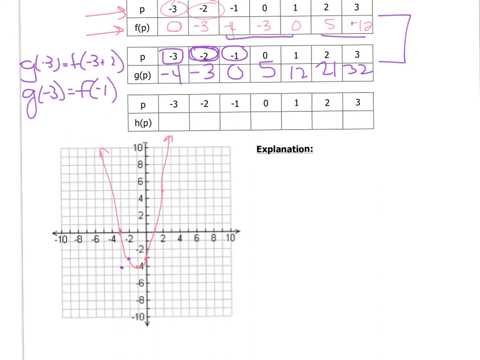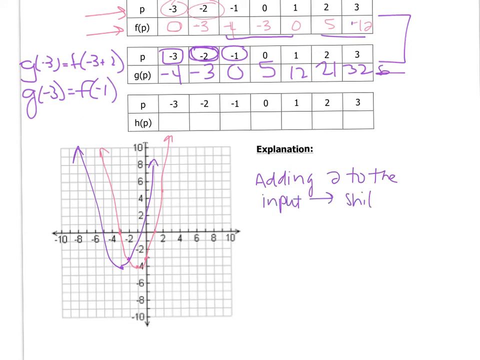What we end up with is a parabola that looks like this. So not only did those function values move to the left 2 in the chart, but look what happened to your graph. Adding 2 to the input shifts the graph, like we said on the first page, left 2 units. Okay, all right, let's finish this up by doing function h.